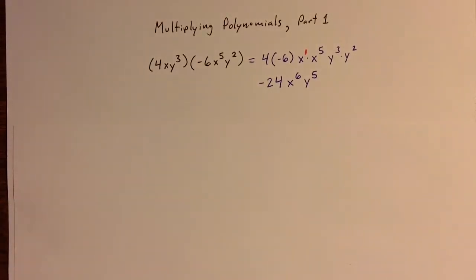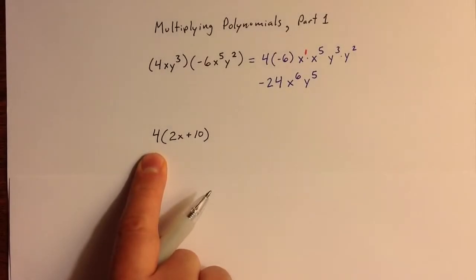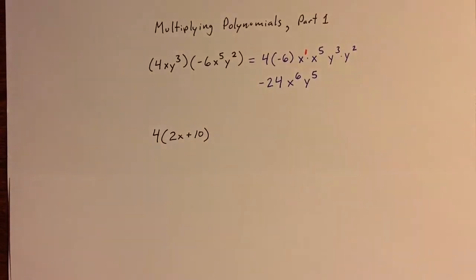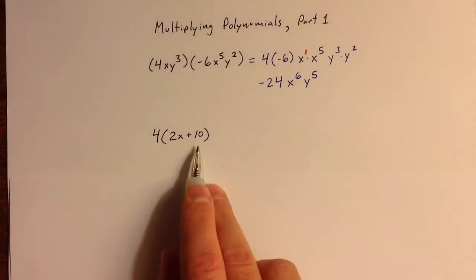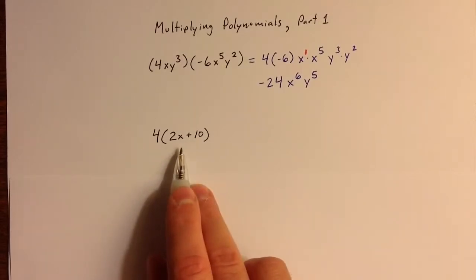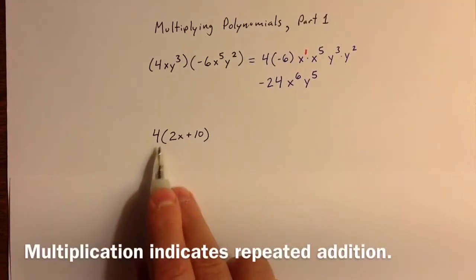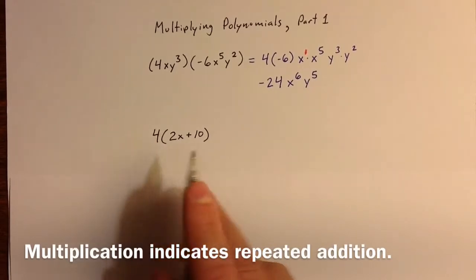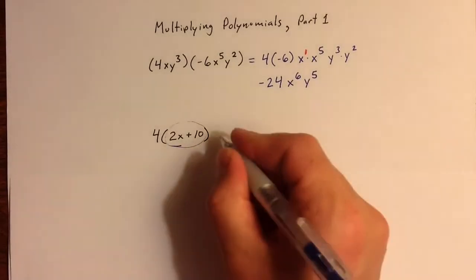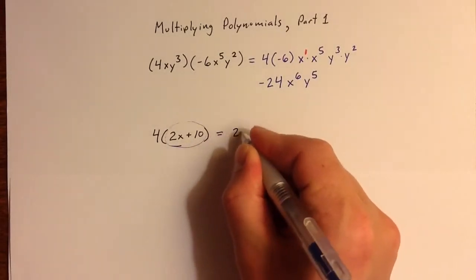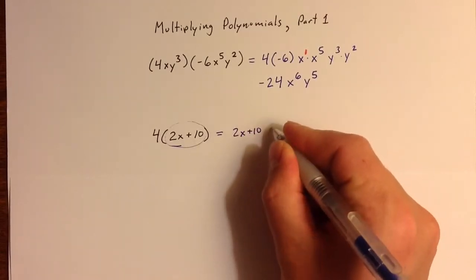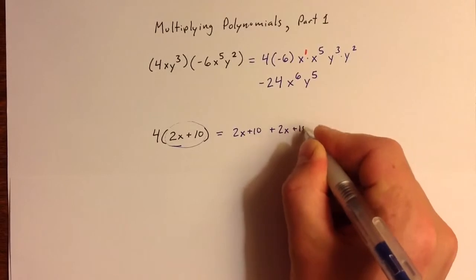Things get a little more complicated when the polynomials have more than one term. So I'm going to start with a simple example of just a constant polynomial. The number 4, I could think of that as a degree 0 polynomial. And then we have a binomial with two terms, 2x plus 10. So I wanted to start with this simple example and illustrate that multiplication is a way to describe repeated addition. So 4 times this 2x plus 10, another way to think of that, it's like I want to take 2x plus 10 and add it with itself 4 times.